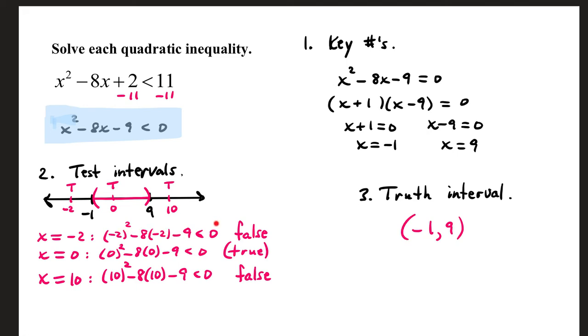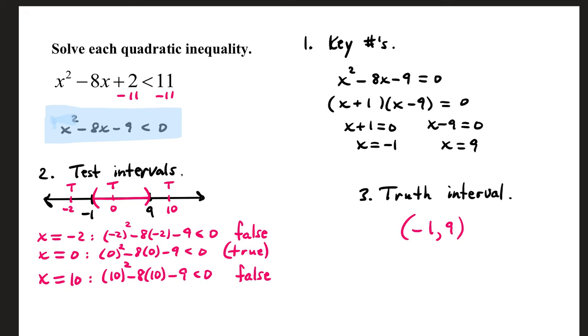Calculate, we get a false statement. I picked 0 as a representative for the middle interval between the key numbers. 0 subbed into this highlighted statement gives a true statement. That's good. And then I picked 10 as a representative from the third interval, substituted it into the highlighted statement, and got a false reading. 100 minus 80 minus 9 is not less than 0.